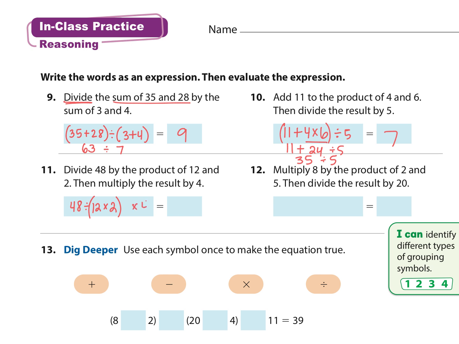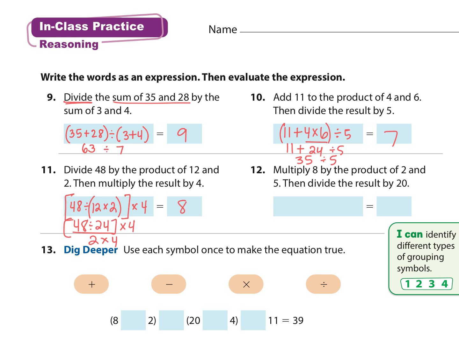I know I'm going to multiply it all by 4, but I got to do something to all of that. Put it in brackets. Very good. So it's going to look like this. So then now I can do the 12 times 2 first, which is 24. Then I can do the 48 divided by 24, which is 2. And then I can do, last but not least, the 2 times 4, which is 8.